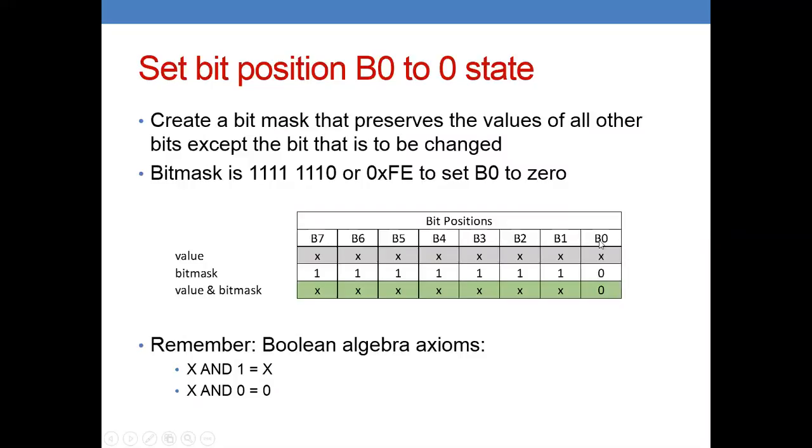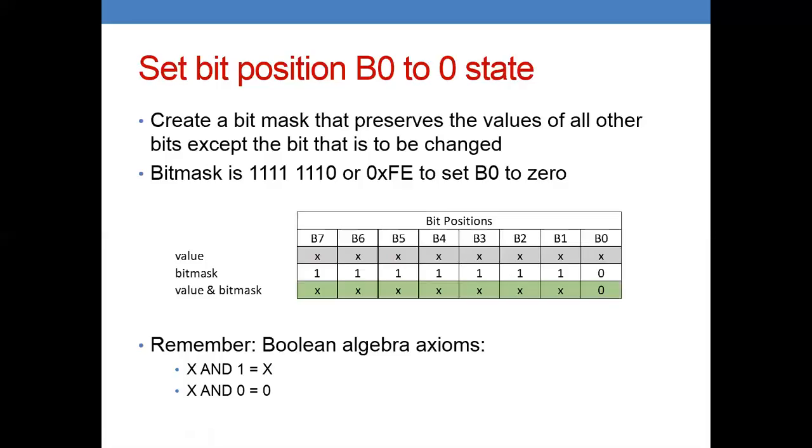And so here we have bit position B0. We don't know what's there now, and so you can see that I've labeled all of these as X. We don't know what's there. But we do know when we get done, we want B0 to actually be a 0. We want to maintain all the other values of X. We don't want to change any of the values stored in B7 through B1. We simply want B0 to be a 0 when we get done.